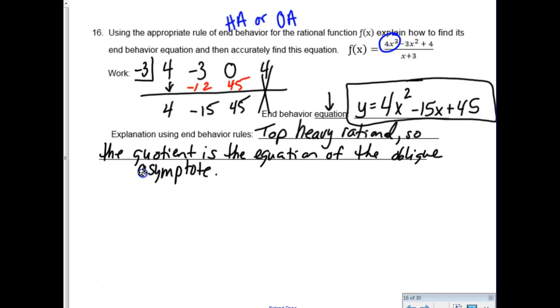So remember the other options: if it's equal weight, that means the horizontal asymptote would be the coefficients of the lead terms, and if it's a bottom-heavy rational, that means the end behavior equation would be the horizontal asymptote at y equals 0. Again, all those things are on your formula sheet if you forget.